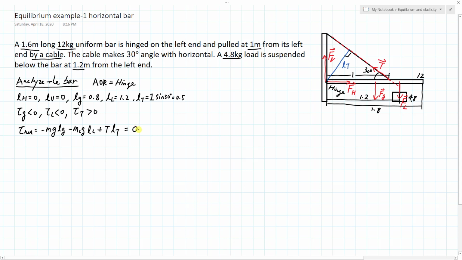So we can plug in the numbers. This is the uniform bar, so minus 12 kilograms times 9.8 times lever arm 0.8, minus the mass of the load, 4.8, times gravity times its lever arm, plus tension times its lever arm, equals 0. So we can solve for tension, and tension is 301 newtons after plugging these into a calculator. Now we have tension. We still don't know the horizontal or vertical hinge force because they were not present in the rotational equilibrium.